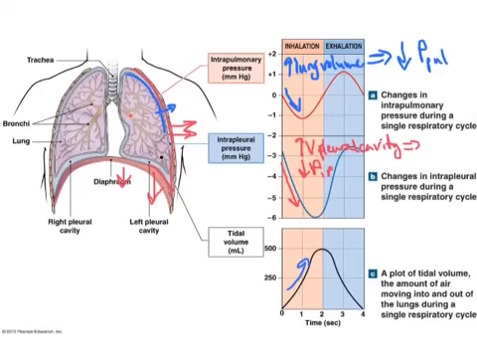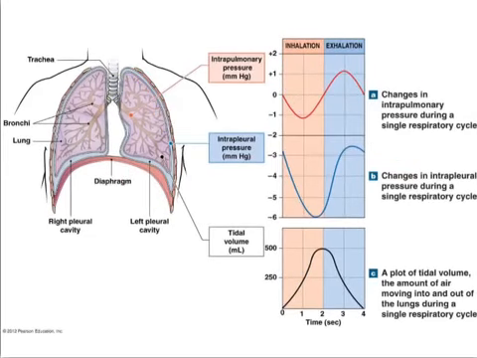Now, if you just reverse all of these arrows, you basically have what happens during exhalation. Muscles relax, compressing the pleural cavity. Pressure goes up in the pleural cavity. They push on the lungs, closing the lungs. Pressure goes up in the lungs, and air gets forced out.